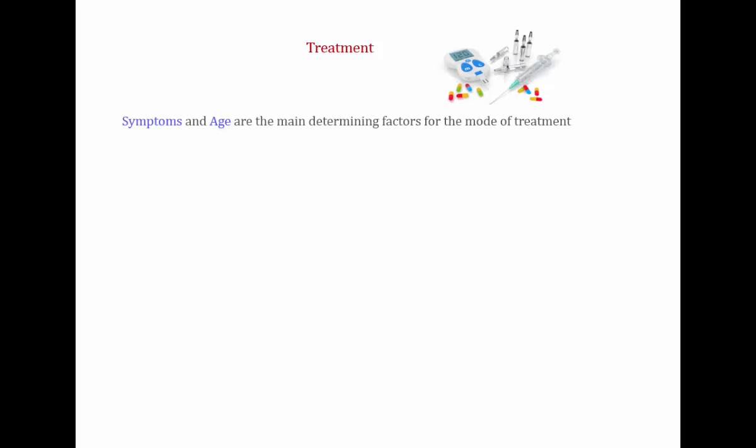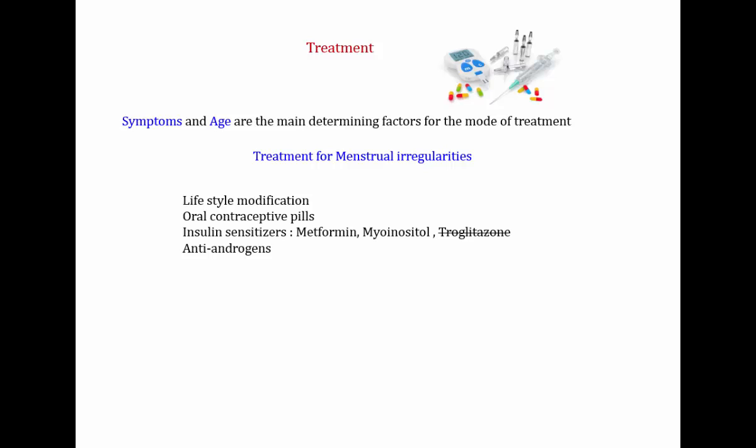Symptoms and age are the main determining factors for the mode of treatment. If there is menstrual irregularity, then the options are lifestyle modification, oral contraceptive pills, insulin sensitizers like metformin, myoinositol, and earlier pioglitazone was also used, but now it is no longer in use because it has a hepatotoxic effect. So it is no longer prescribed.